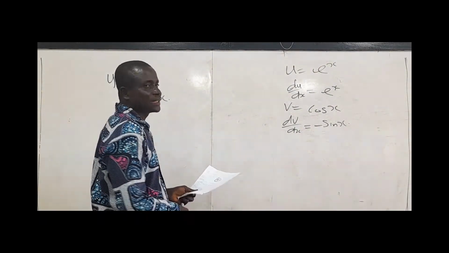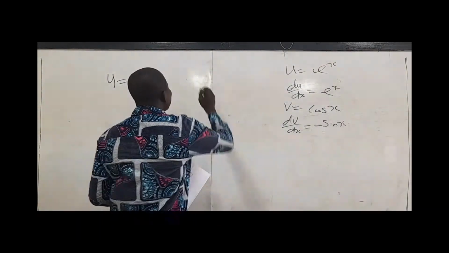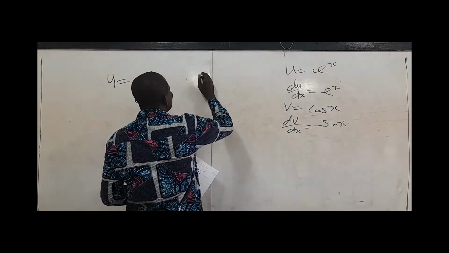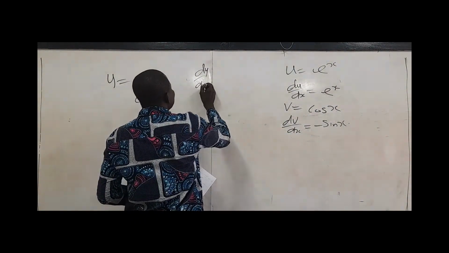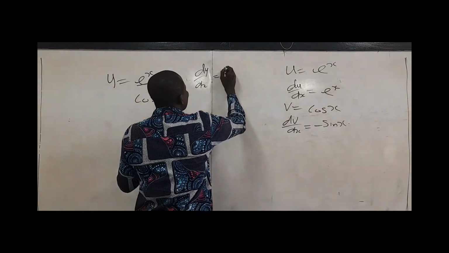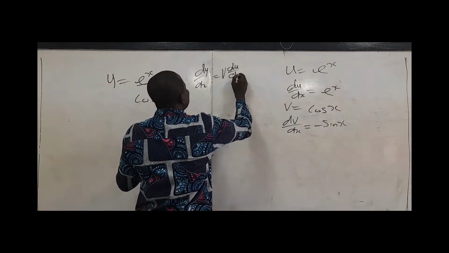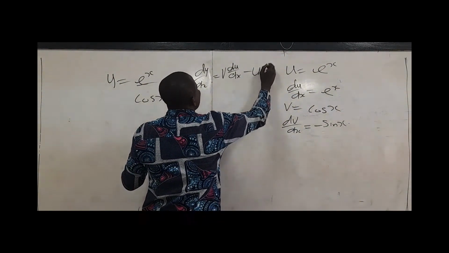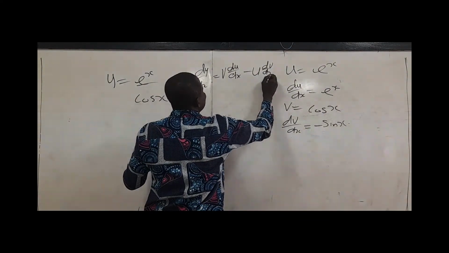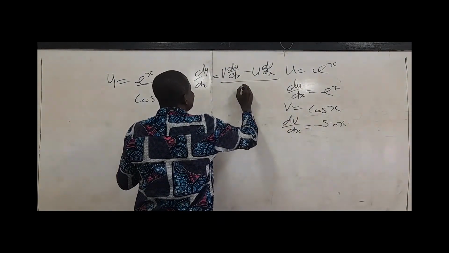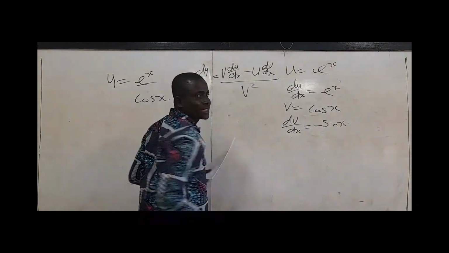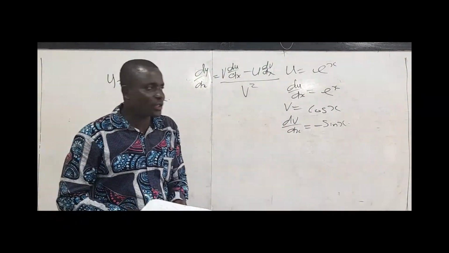Okay, at the moment, let's look at the formula. The quotient rule says that dy/dx is equal to what? It's equal to v du/dx minus u dv/dx, all over v squared. Is that okay? Yes, 1 over v squared.